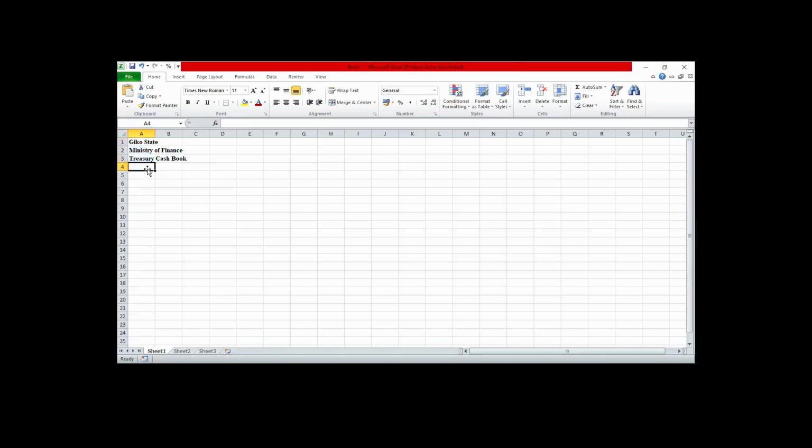Now, what do we have as regards to this? What do we have as the heading? On the debit side, we have the TRV date. The Treasury Receipt, TRV date. That is column 1.